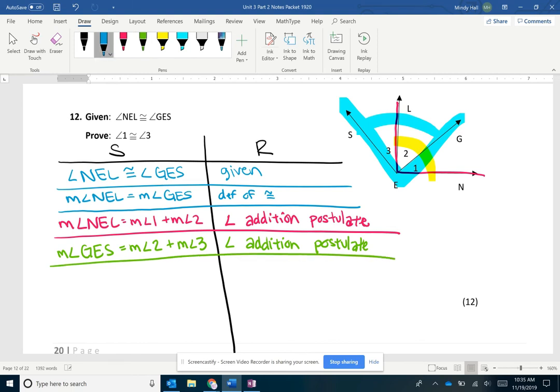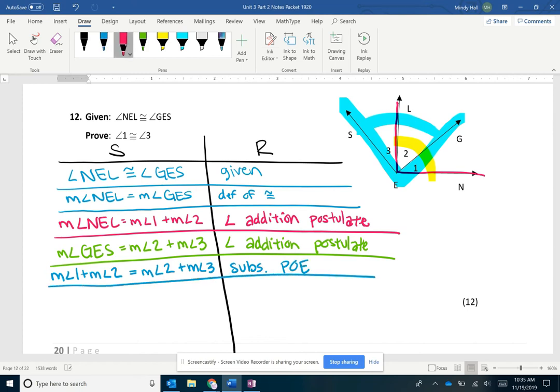So then, since I already said that these two angles are equal to each other, that means I can substitute, because remember, substitution is a property of equality, and so you have to have an equal sign if you want to use it. Okay, so measure of angle 1 plus 2 equals 2 plus 3, and that is the substitution property of equality.